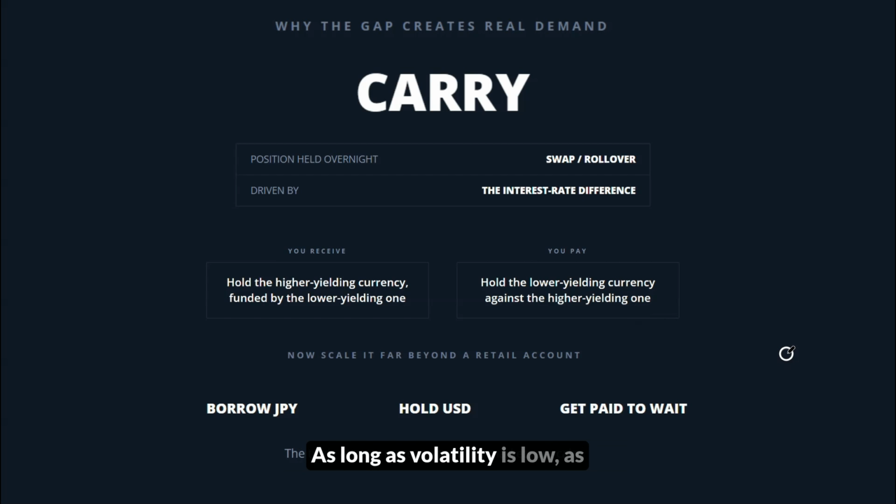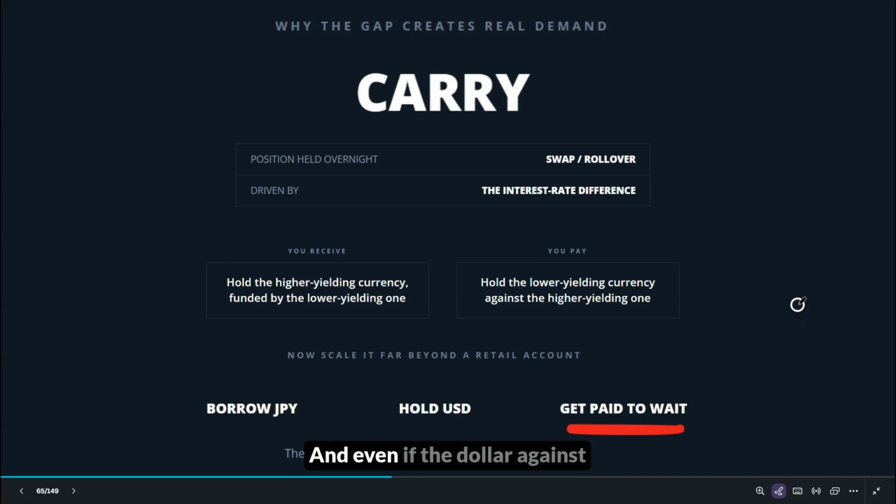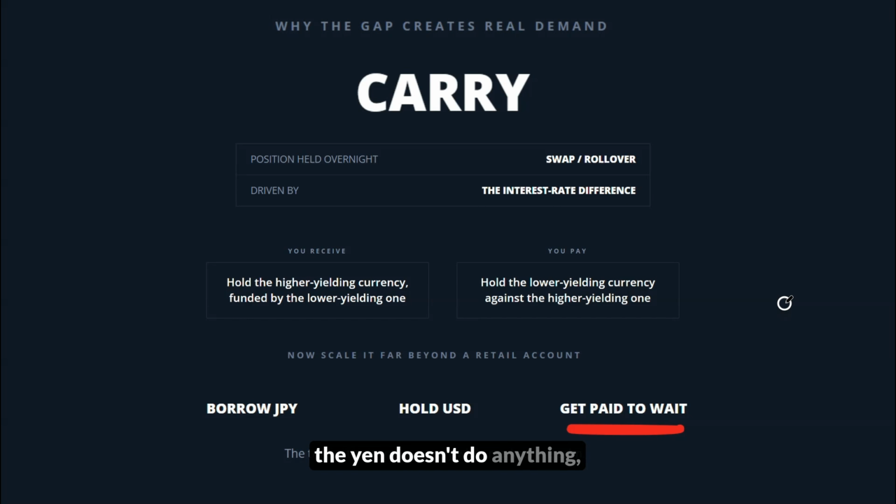Okay? As long as volatility is low, as long as the markets are quiet, you just get paid to wait. And even if the dollar against the yen doesn't do anything, there's still the positive swap. And if the rate advantage grows, so if interest rates go even higher in the dollar and stay flat or maybe even go lower on the Japanese yen, well, that position becomes even more attractive because the positive carry grows further, which means the opposite is also true. Okay? If that dynamic reverts, it becomes less attractive.